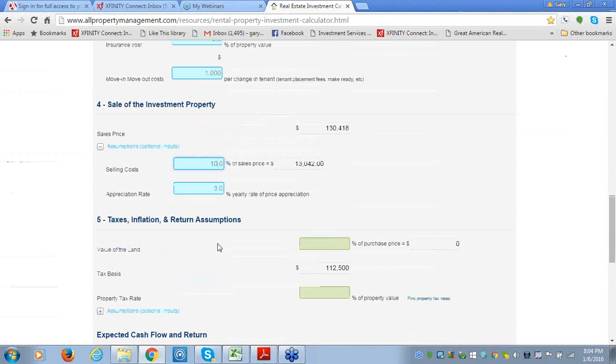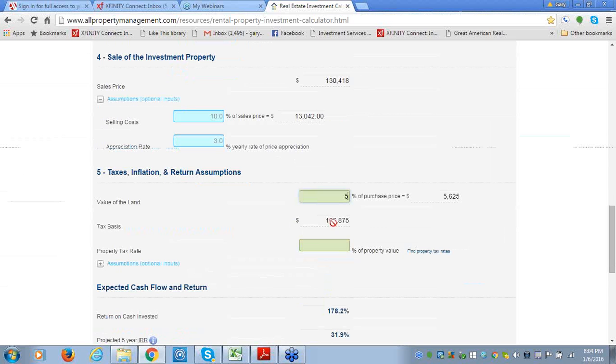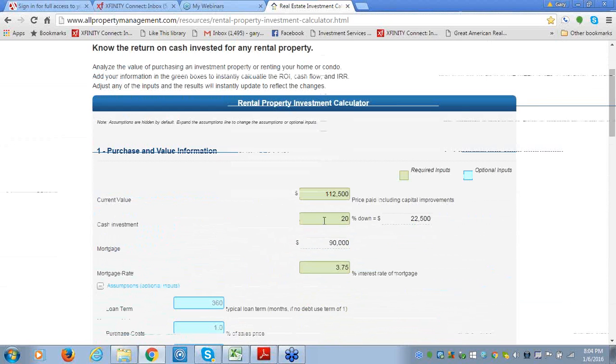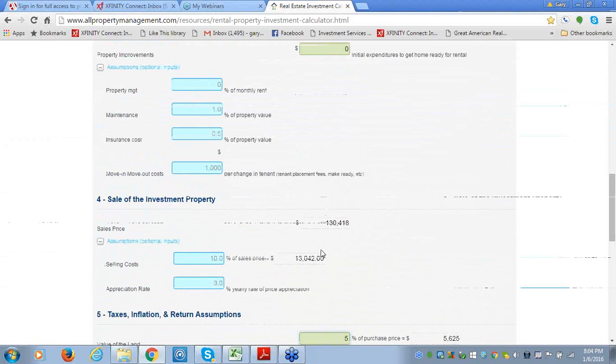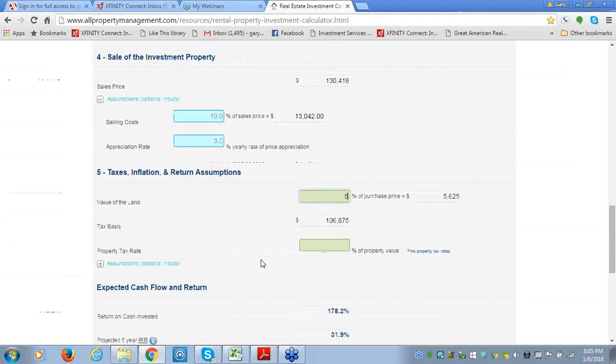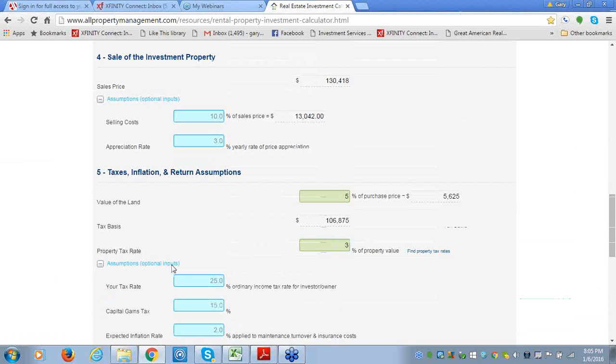Yeah, 10%. By the way, value of land, let's say that's 5% of the total purchase price. All right, so your tax basis is 106. In other words, 112 purchase price minus the 5% for the value of the land leaves you a building tax basis of 106, all right? Property tax rate, let's call that 3%.